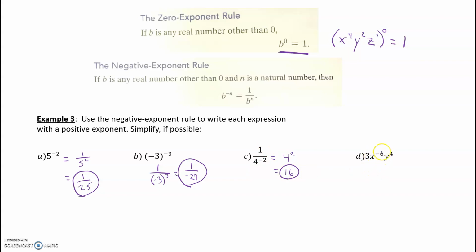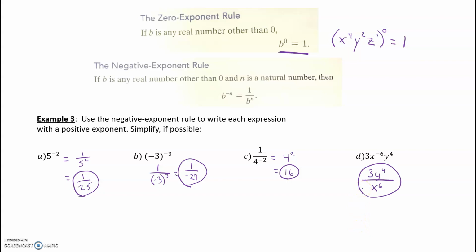So notice here, see that -6? We're going to bump it to the denominator to make it positive. So we're still going to have 3y to the 4th up top. And in the bottom, now we're going to have x to the +6. And there's nothing else that simplifies there. We are done.